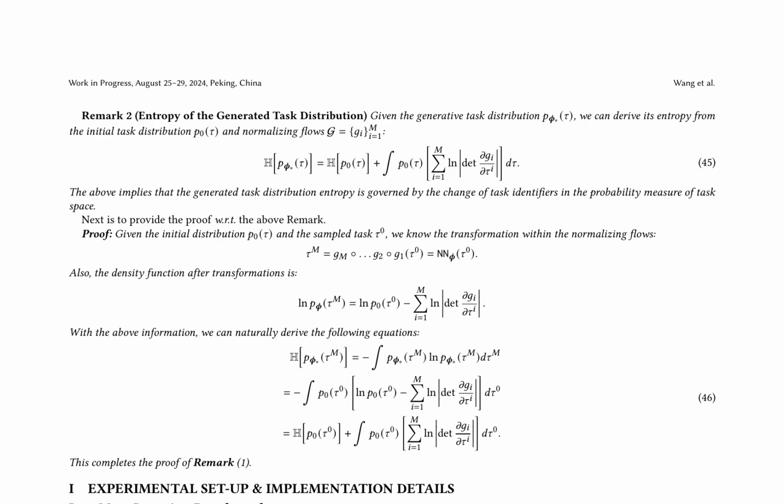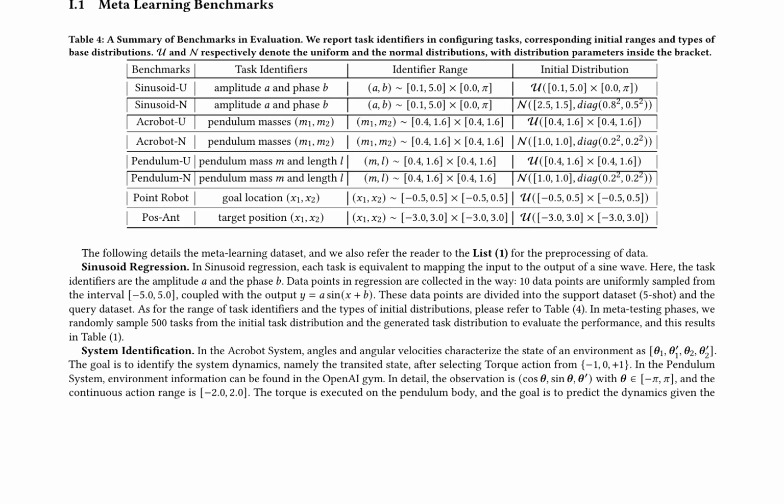The experimental setup and implementation details are presented, including the metalearning benchmarks used in the evaluation, summarized in Table 4. These benchmarks consist of task identifiers, corresponding initial ranges, and types of base distributions, comprising sinusoid U, sinusoid N, acrobat U, acrobat N, pendulum U, pendulum N, point robot, and pos ant. The metalearning dataset details are provided, including data preprocessing.